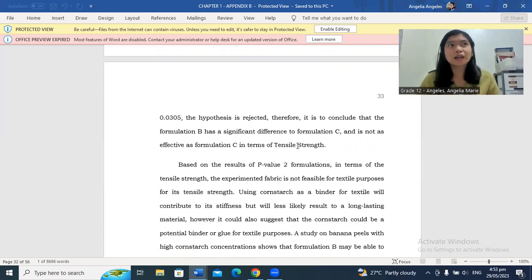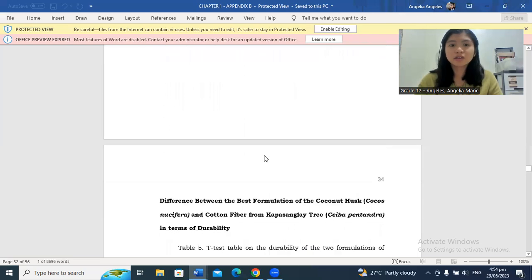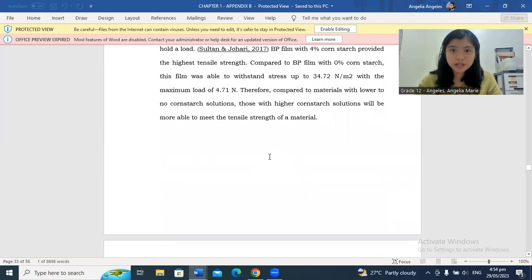Ibig sabihin, in our observation, kailangan na ang formulation B is dapat mas maging kasing strong niya ang formulation C. Pero in here, it says that it has a significant difference. Ibig sabihin, hindi siya as effective as formulation C. So, sad. Very, very sad. Okay, so yan ang corroboration niya.